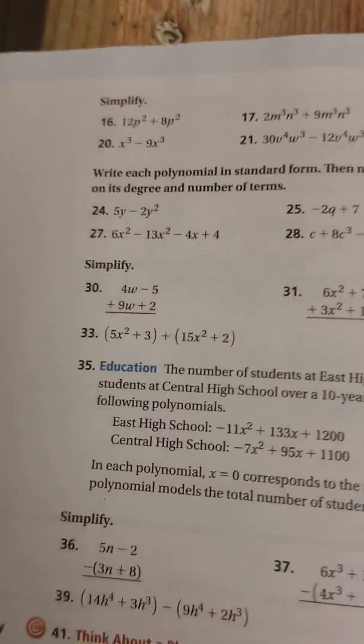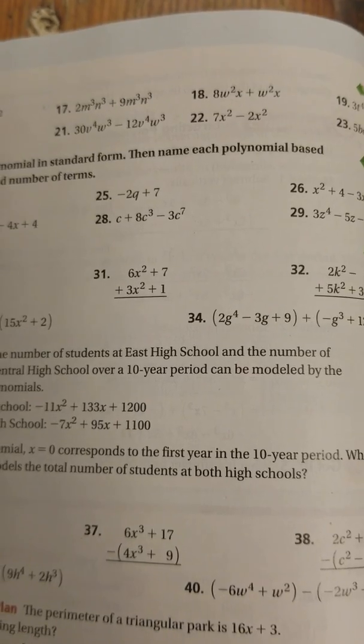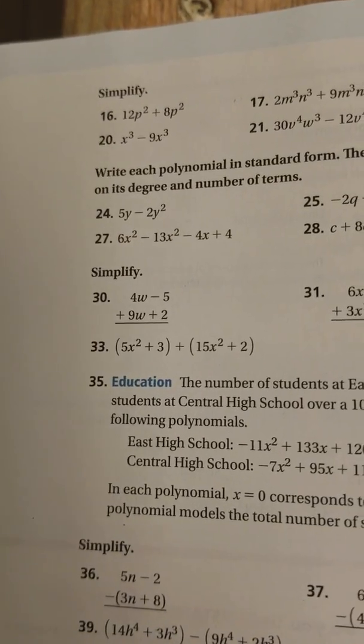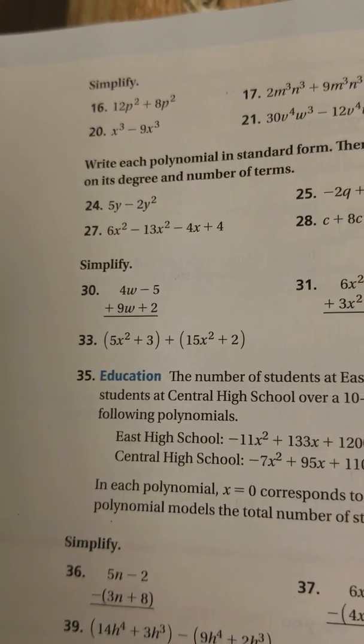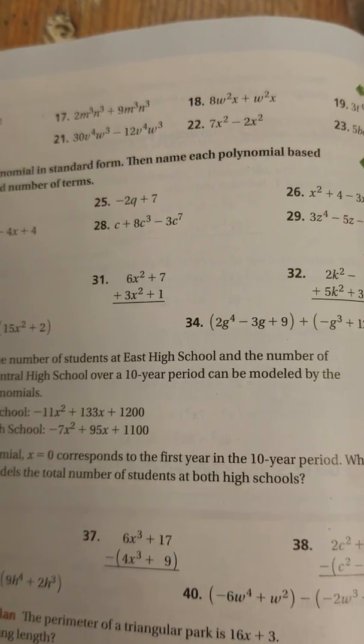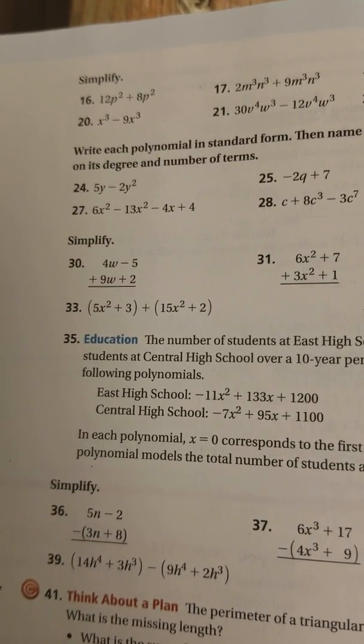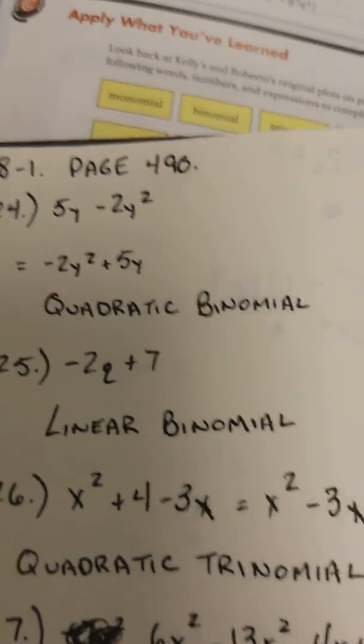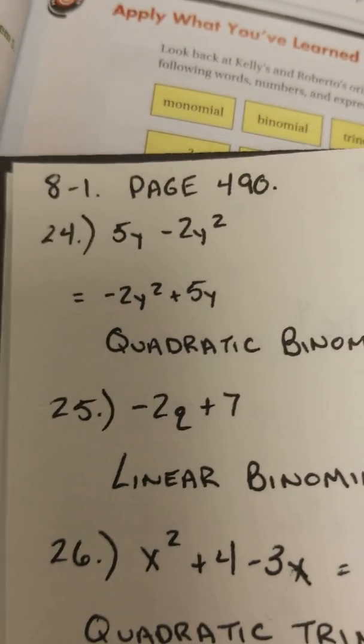So in your book, you can see problems 24 through 29. There's about 6 problems there. Write each polynomial in standard form, and then name each polynomial based on its degree and number of terms. So we have to be able to do both here.